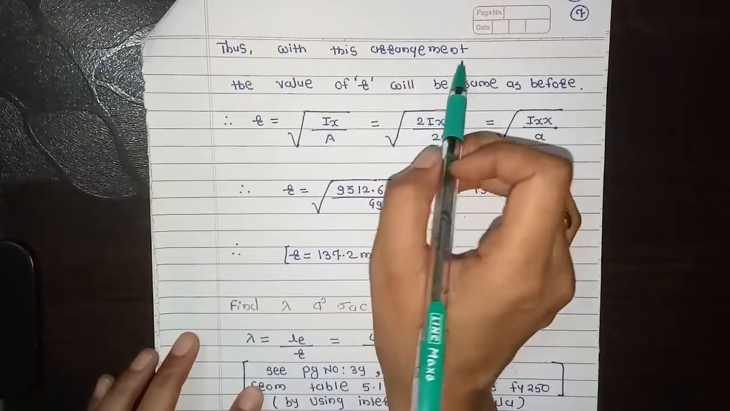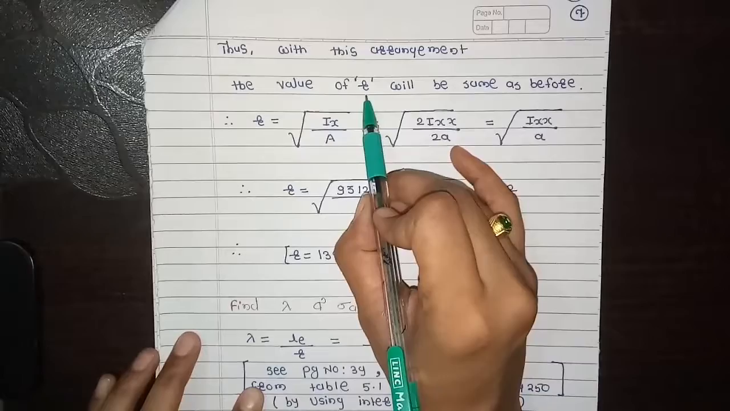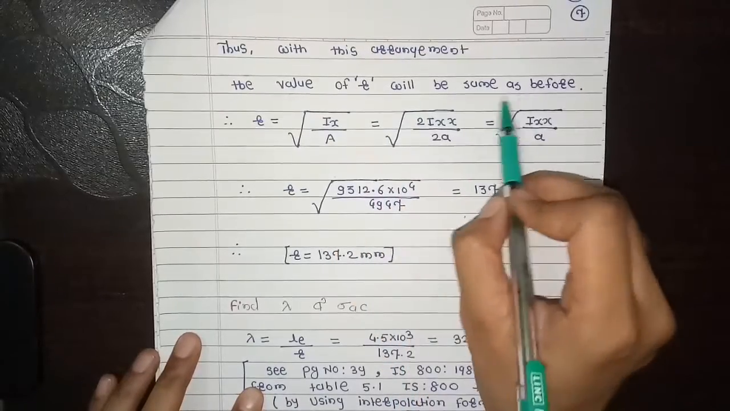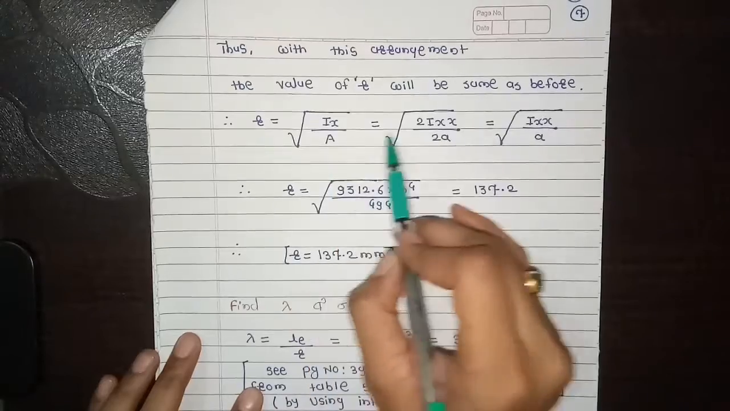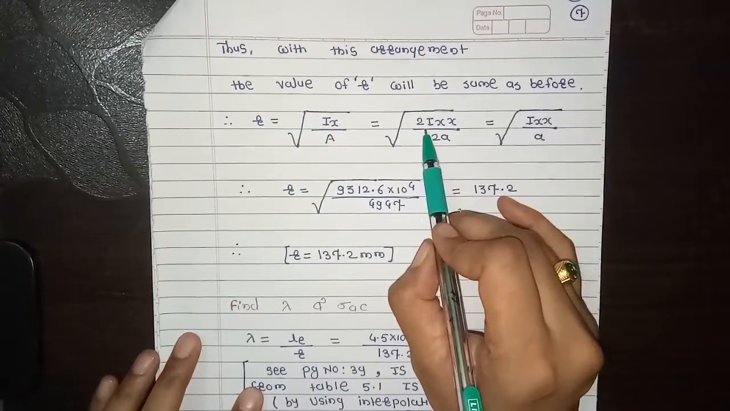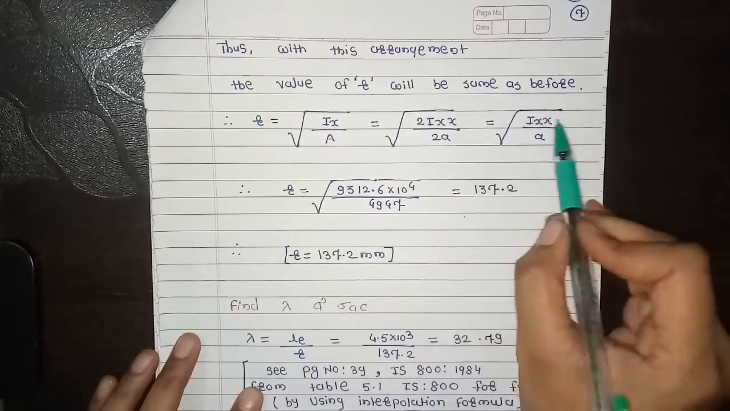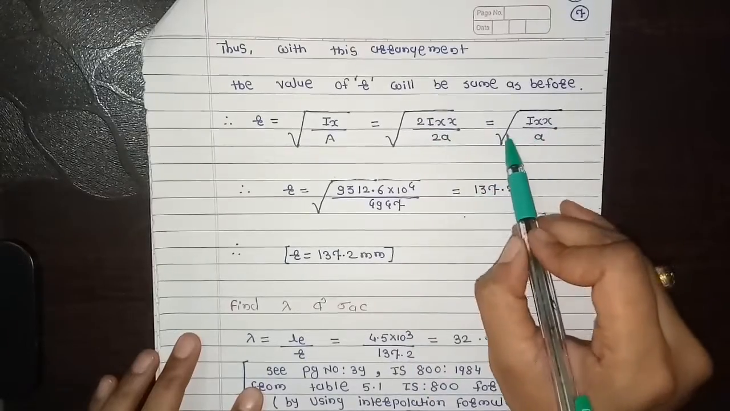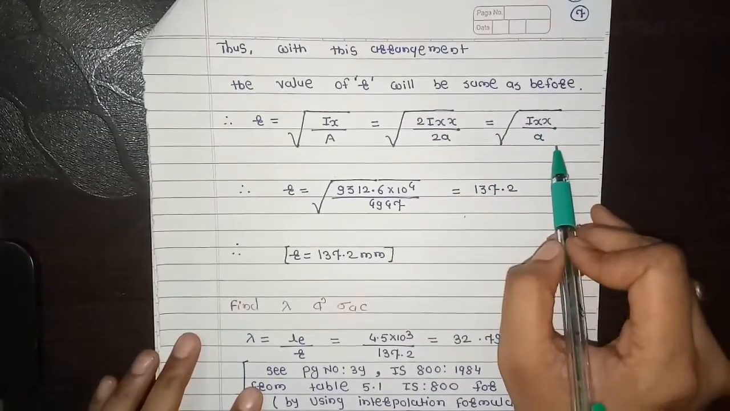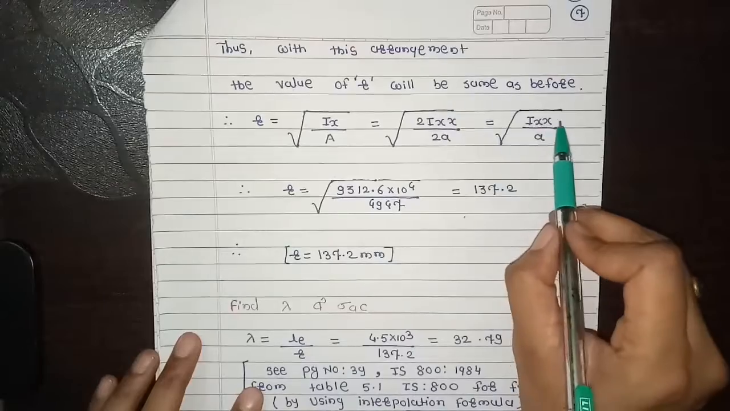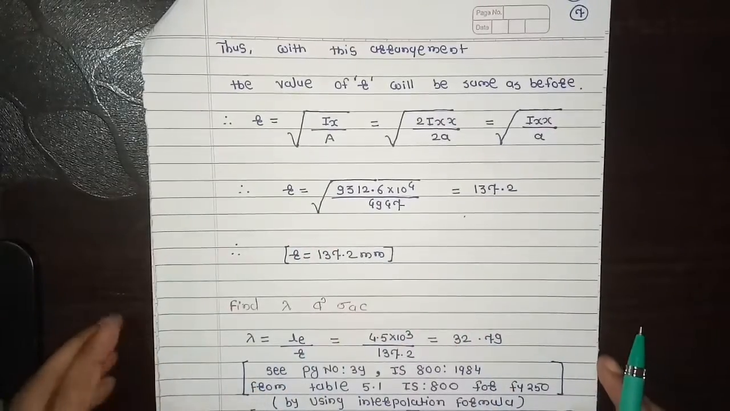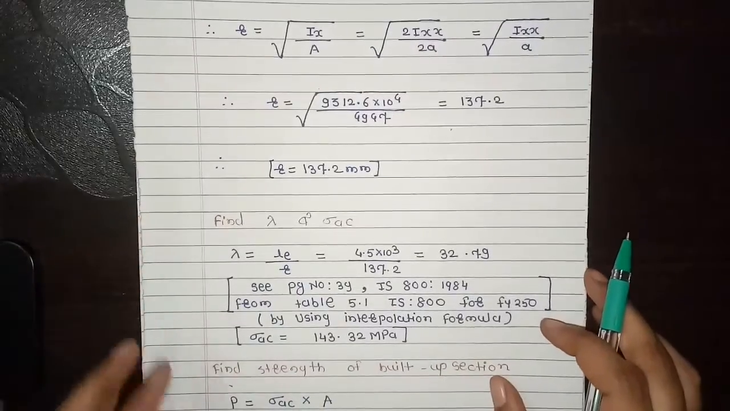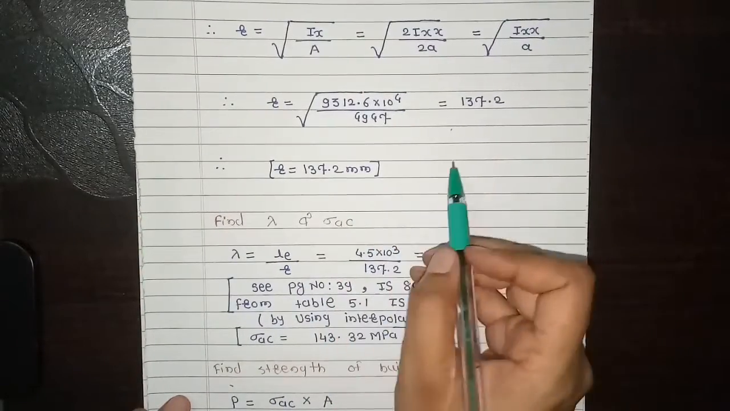Thus with this arrangement, the value of radius of gyration will be the same as before. R is equal to square root of Ix by A. Ix is equal to 2Ixx, so 2 cancels, then we get square root of Ixx by A. Put the value of Ixx and A, then we get the radius of gyration, R is equal to 137.2 mm.